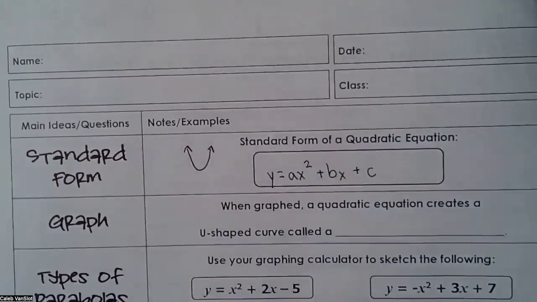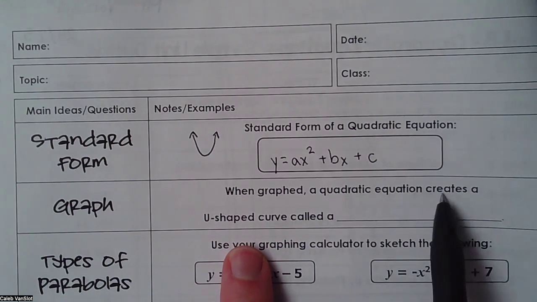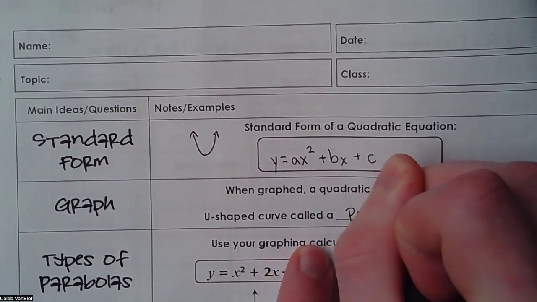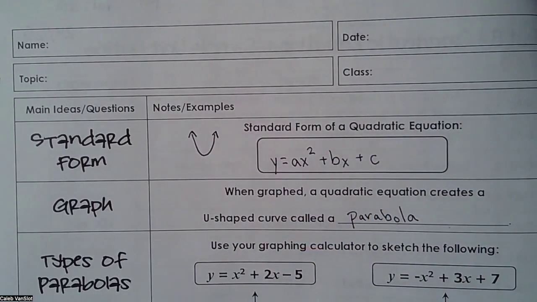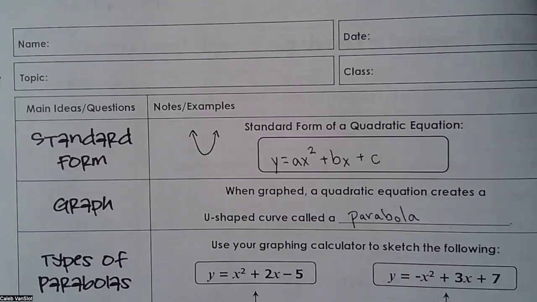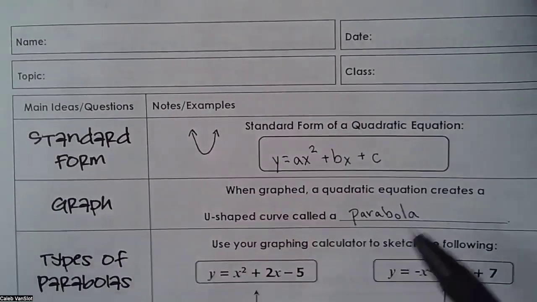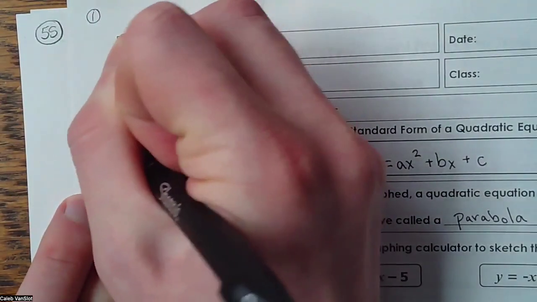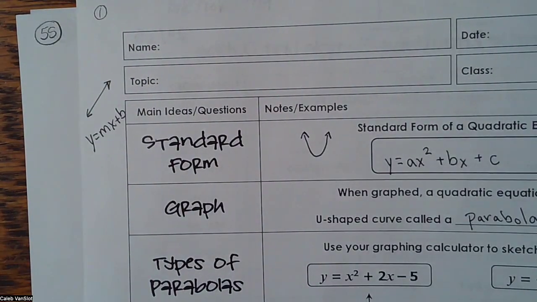All right. So I kind of jumped ahead of myself, but when graphed, you guys, a quadratic equation creates a U-shaped curve called a parabola. Okay. So the thing that causes these parabolas to be actually made is this x squared, right? If we're talking about a regular line over here, we've got y equals mx plus b, right? That's just the standard form of a line, slope-intercept form.